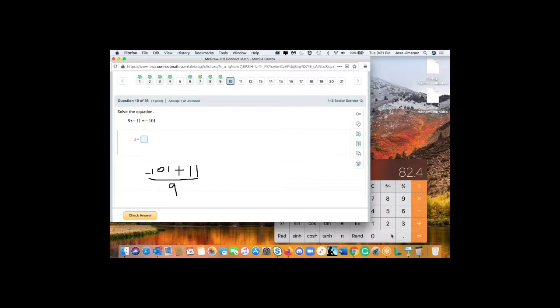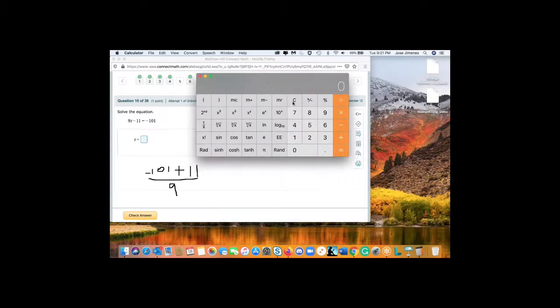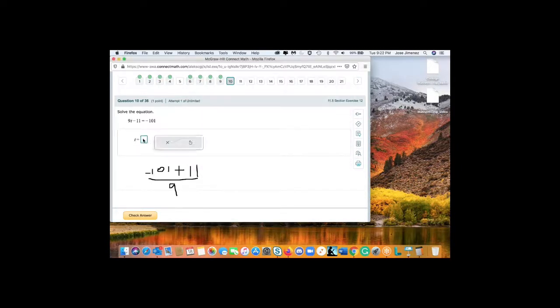So if you start with the calculator, remember it's just applying the opposite. You start from the right, from the back. You say 101, and this is negative. And then you say plus 11, and then divided by 9. So I got minus 10. So that's all you have to do here. Minus 10. Going the opposite direction, from back to front.